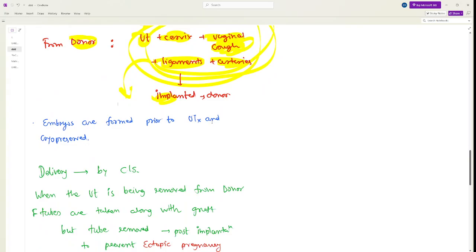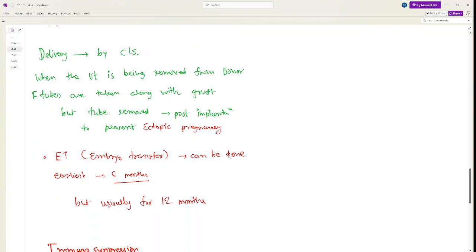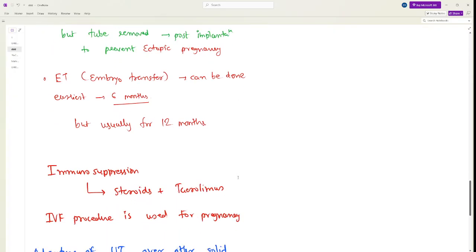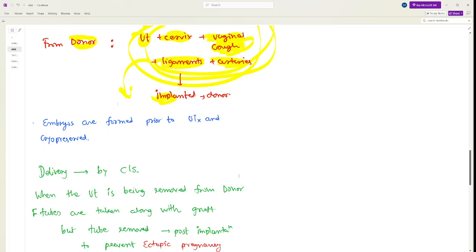Now, the fallopian tubes. What about the fallopian tubes? Can the patient become pregnant naturally after uterine transplant? No, this is not the case. Why? Because there is a high risk of ectopic pregnancy, and when we have done this risky procedure, we cannot afford to have an ectopic pregnancy. So what we do is remove the fallopian tubes after implantation. Remember, after implantation.